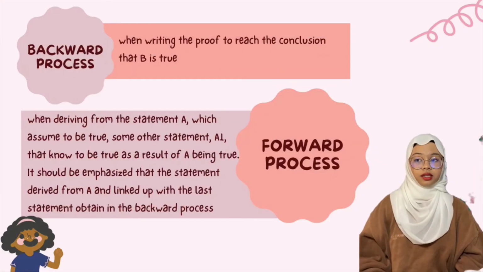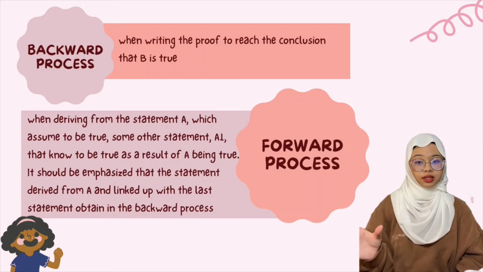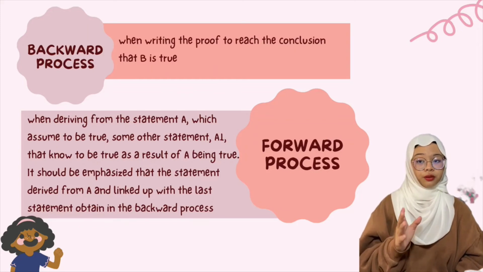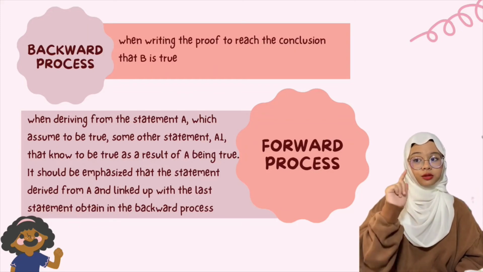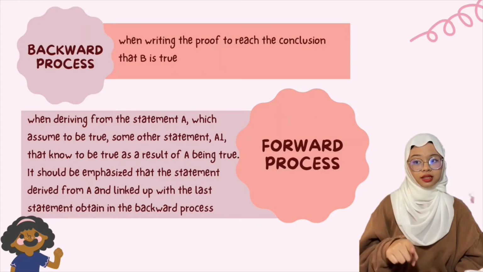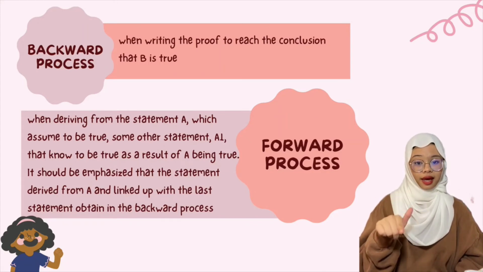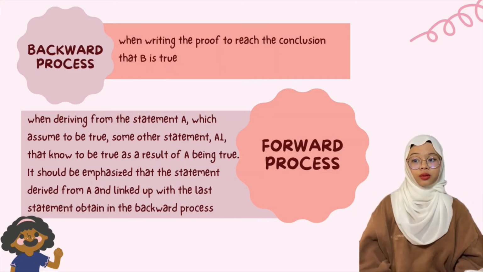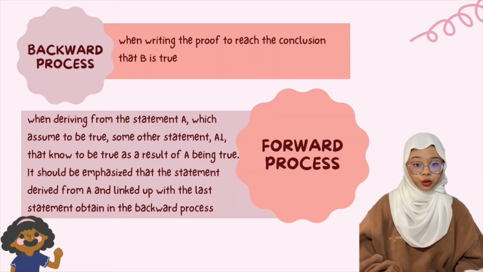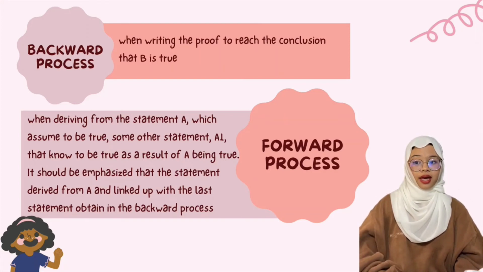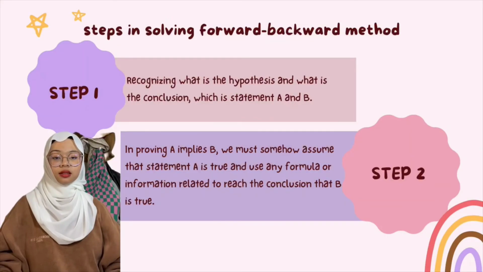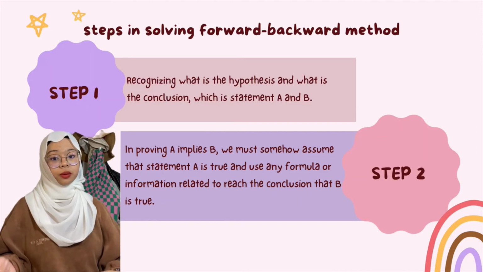Okay, next I will explain more detail about the backward process and forward process. The backward process is when writing the proof to reach the conclusion that B is true. Meanwhile, the forward process is when deriving from the statement A, which is assumed to be true, some other statement A1 that is known to be true as a result of A being true. It should be emphasized that the statement derived from A must link up with the last statement obtained in the backward process.